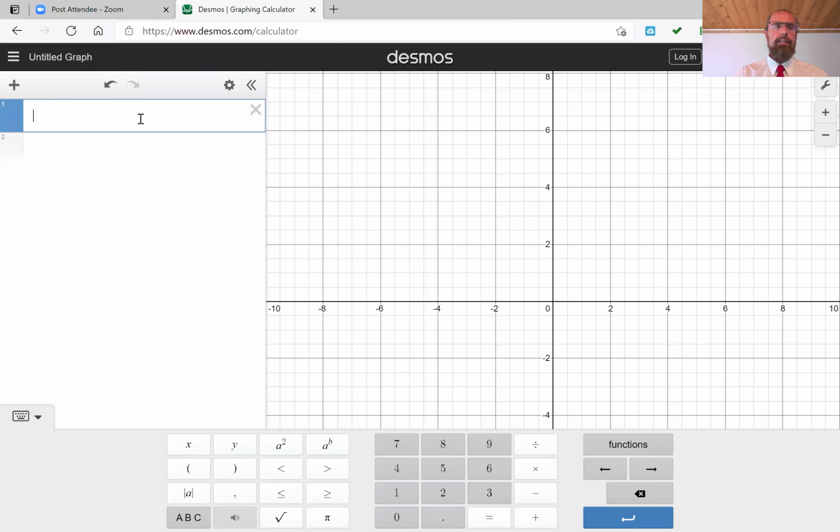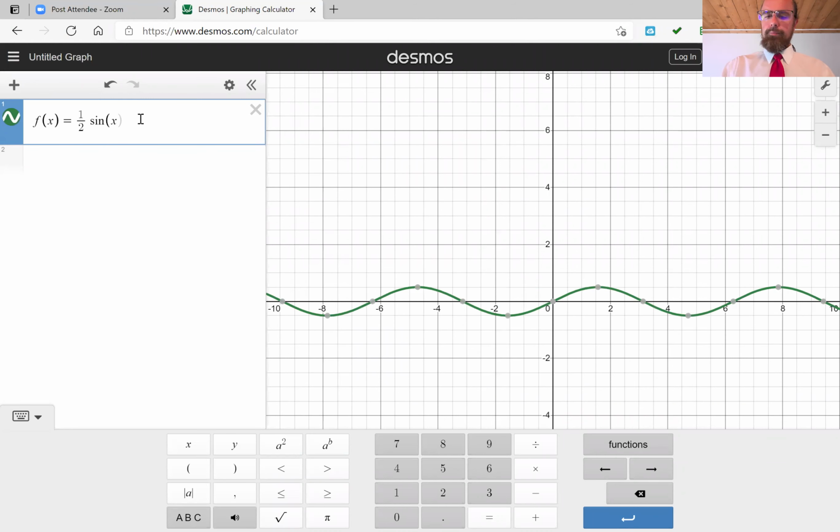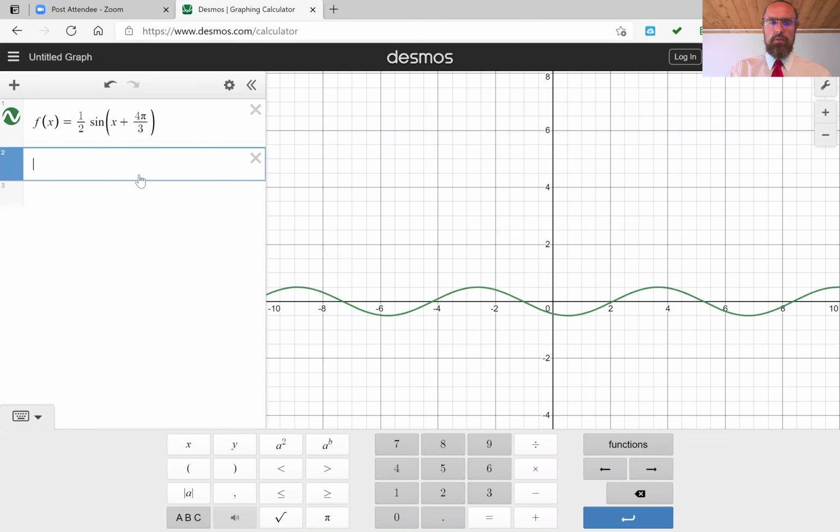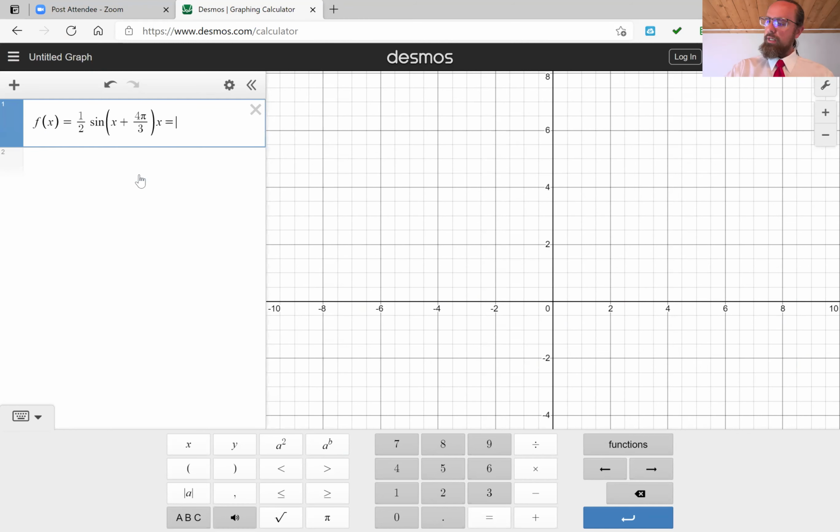So we'll just start by inputting the function. So just to make it friendly for making a table, I'm going to call it f of x instead of y equals, so we'll put our half sine function. Instead of theta, I'm going to use the independent variable x and then plus 4 pi divided by 3. So I just want to mark those beginning and ending spots. I'm sorry, those are x values. So x equals negative 4 pi over 3.